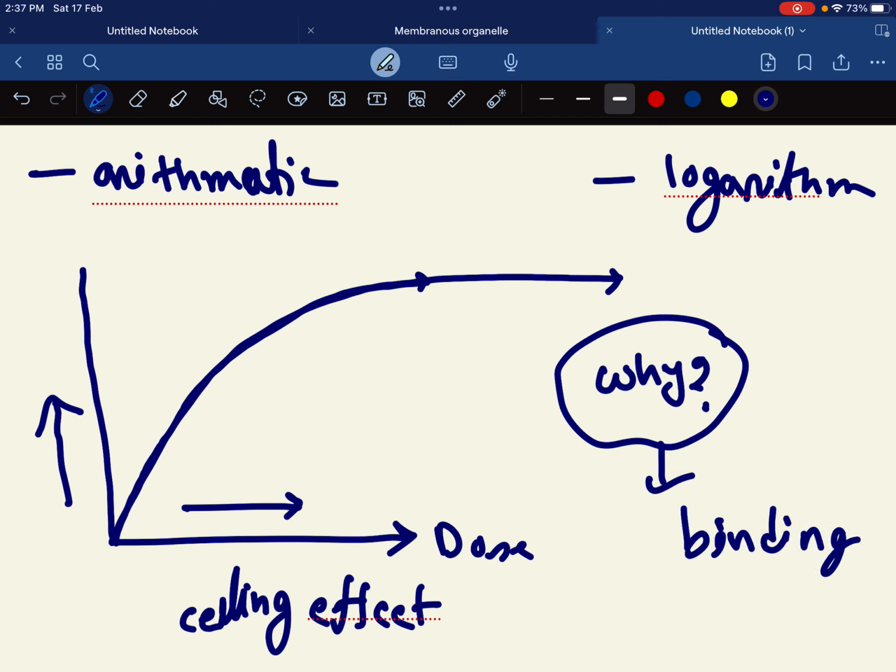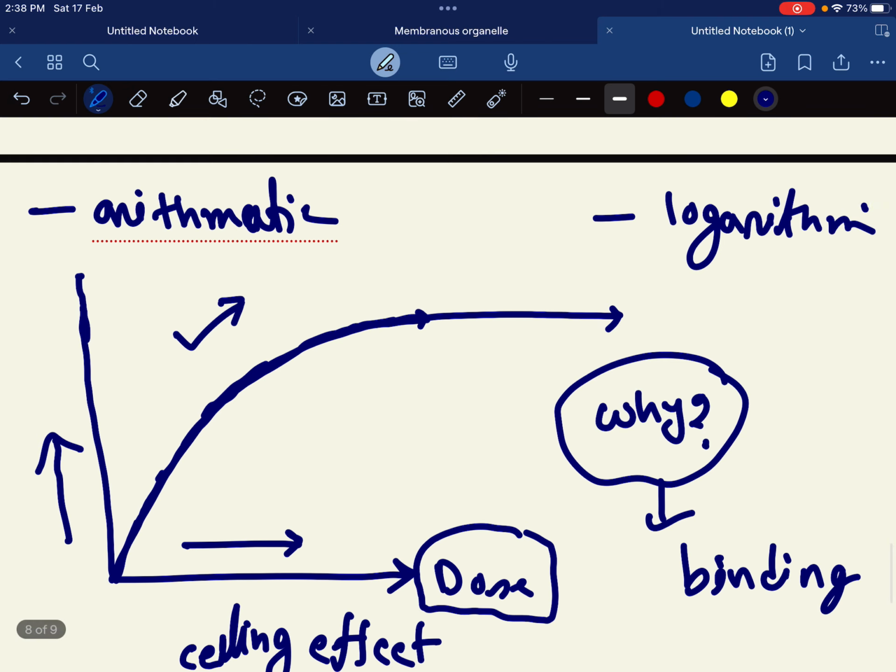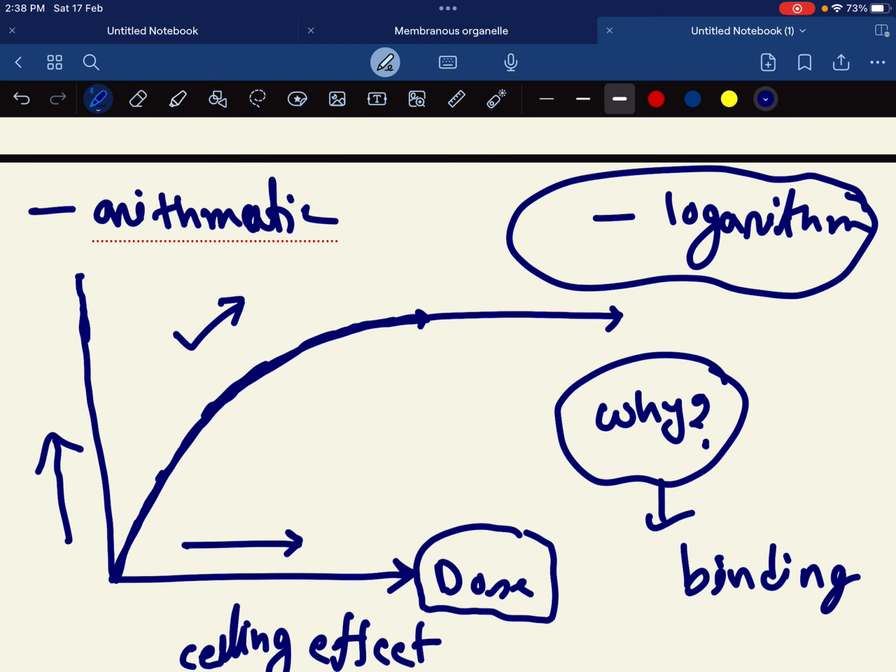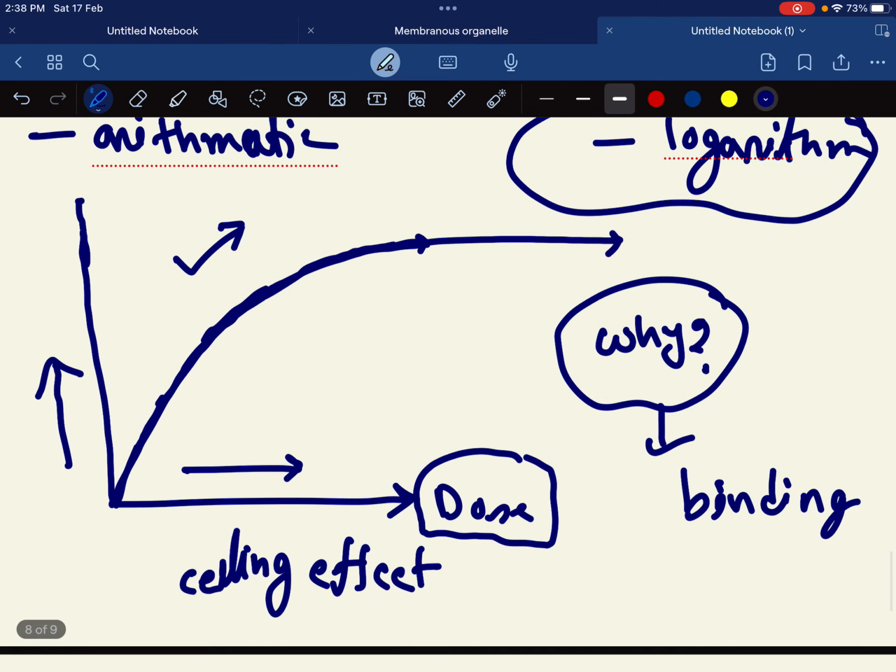When all the receptors are getting saturated, then the extra dose you are administering will never come to use or will never produce a response. That means you will get a hyperbolic curve when you plot in an arithmetic way. Now the same arithmetic curve, or the same response, can be presented in another way, that is the logarithmic form. What is the utility of logarithmic form?